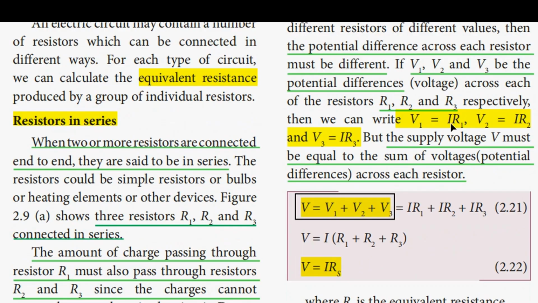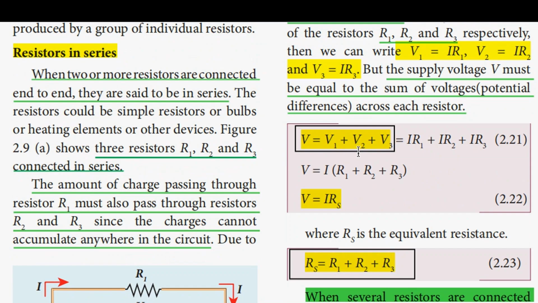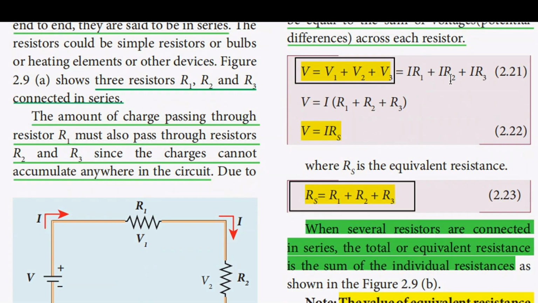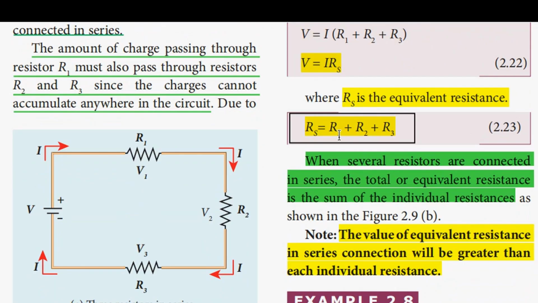Therefore, we can write V1 as IR1, V2 as IR2 and V3 as IR3 as same current I passes through all the three resistors. But the supply voltage V must be equal to the sum of the voltages across each resistor. That means V is equal to V1 plus V2 plus V3. That can be written as IR1 plus IR2 plus IR3. And taking this I out, we can write the equation as V is equal to I into R1 plus R2 plus R3. That gives V equal to I times RS, where RS is called the equivalent resistance. So RS can be written as R1 plus R2 plus R3.